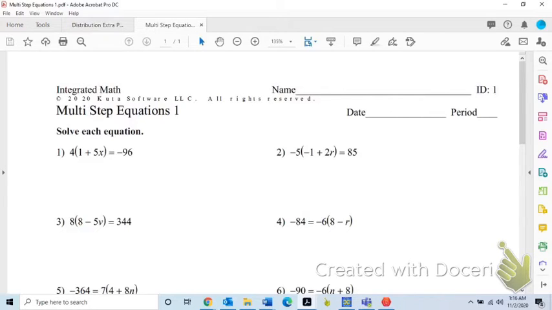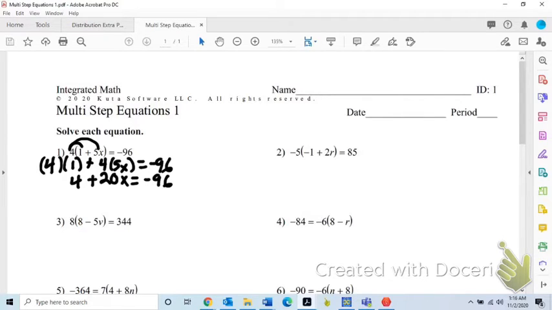So we have 4, and we're going to distribute that. So we have 4 times 1 plus 4 times 5x equals negative 96. 4 times 1 is 4. 4 times 5x is 20x. And negative 96 is negative 96. So now we have distributed, we've gotten rid of those parentheses, which, if you think back to the previous problem, is what happened when we got rid of that 4. We moved the 4 over, got rid of those parentheses, and we were able to turn this into your standard two-step equation.